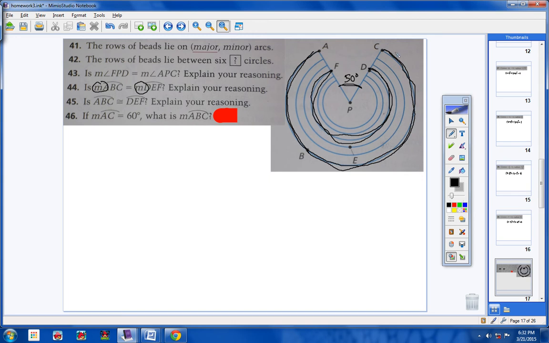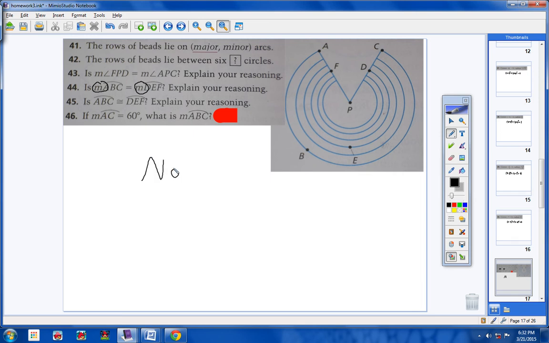Arc ABC is 310. So yes, they do have the same measure. Sorry, I misread number 44. They have the same measure, okay? But 45, are the two arcs congruent? No. They both have a measurement of whatever their measure is, but they are not congruent, okay? They are not on the same circle.